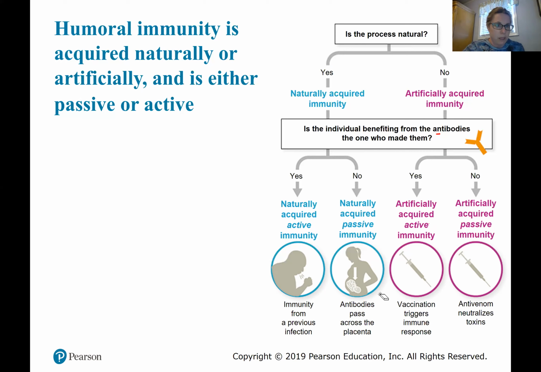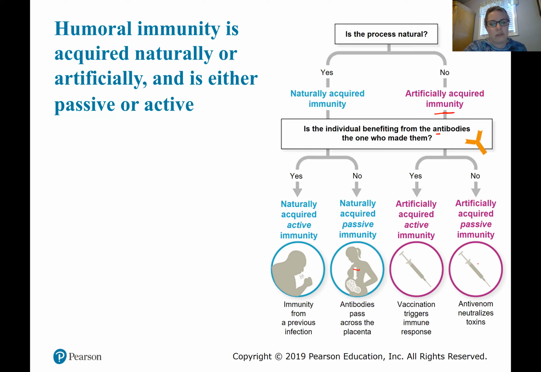If you need to stop there and think that through, go for it, because you'll definitely need to know the differences between these. So natural process, if the person did make the antibodies, it's naturally acquired active. If the person did not make the antibodies but got them naturally, it would be naturally acquired passive immunity. Over here, we have an artificial process.